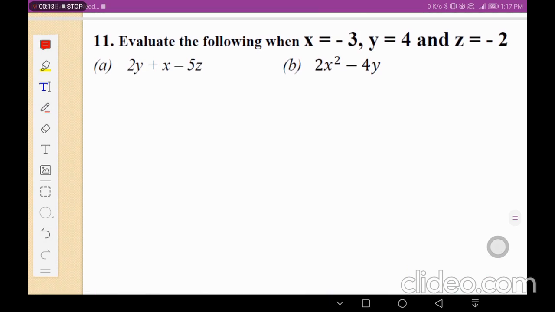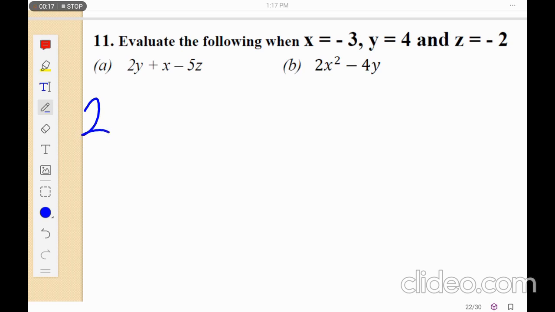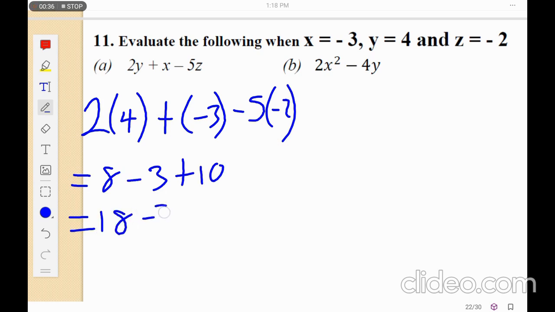Okay, this one we want to substitute when we are given those numbers. Let's do that. 2 by y is 4, plus x minus 3, minus 5 by z minus 2. Okay, so I will get 8 minus 3 then plus 10. This is equal to 18 minus 3, which is equal to 15. Okay, this is my answer there. Let's do the next one.